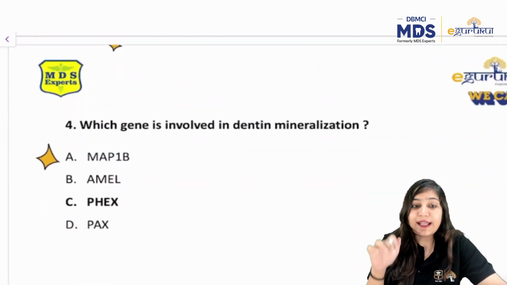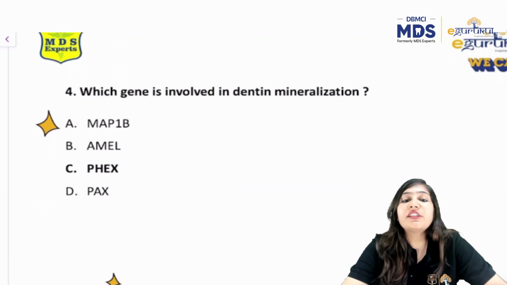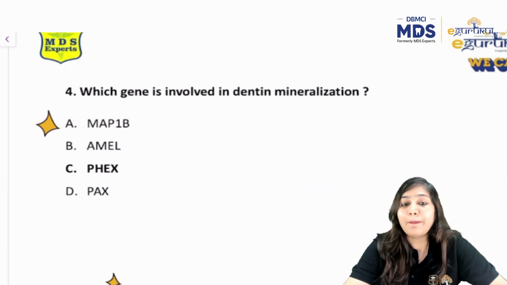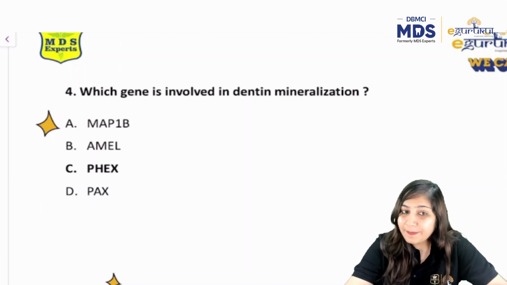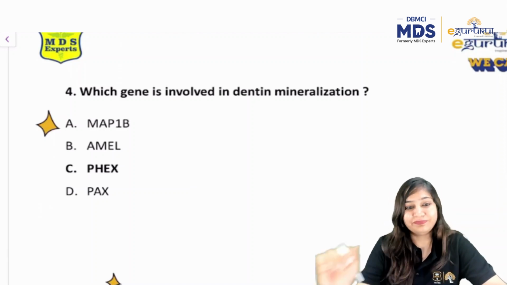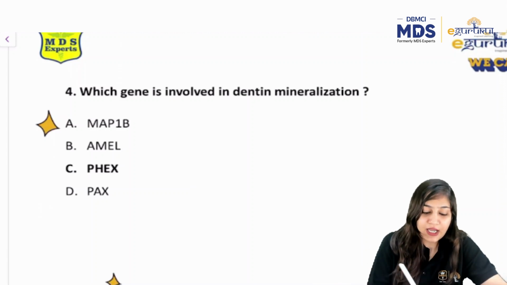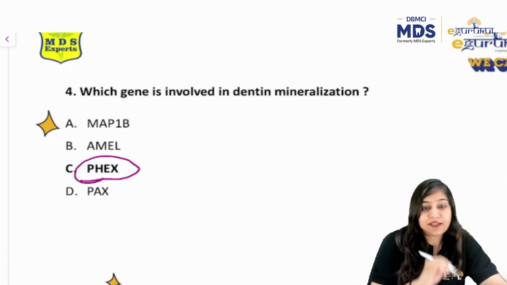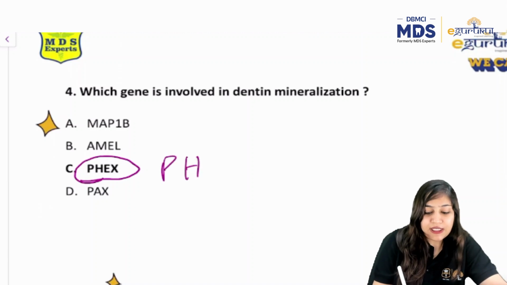Now coming to next question. Which gene is involved in dental mineralization? Which gene is involved in dentin mineralization? MAP1B gene, AMEL gene, PEX gene, or PAX gene? So correct answer is PEX gene. PHEX.